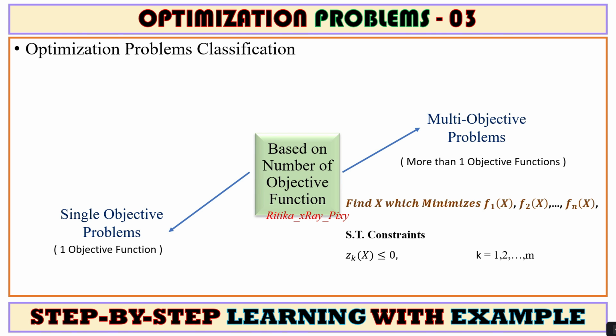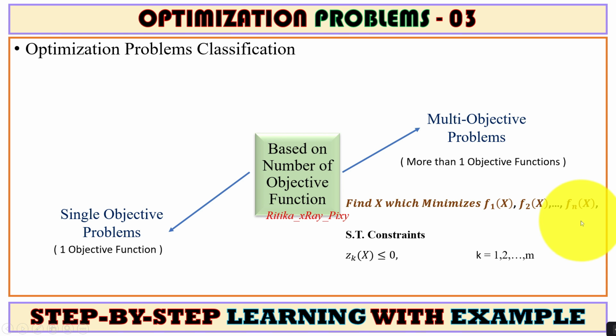Next classification is done based on the number of objective functions. This type of classification depends on the total number of objective functions to be minimized. If we have only one objective function, then it is a single objective problem. If we have more than one objective function, then it is a multi-objective problem. Here you can see we have multiple functions f1, f2 up to fn that need to be minimized simultaneously.